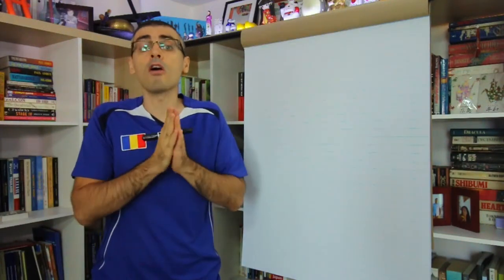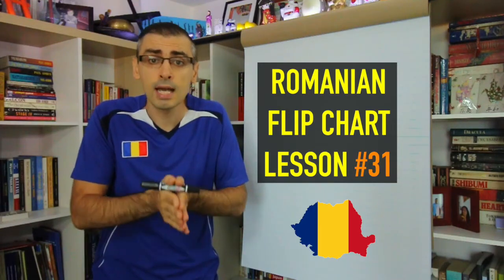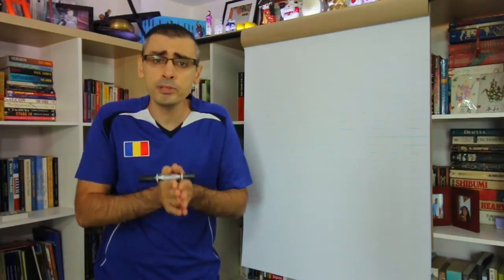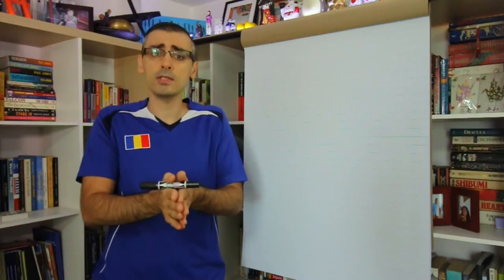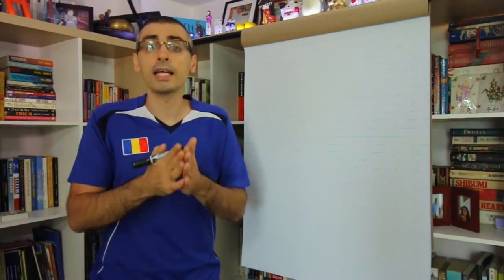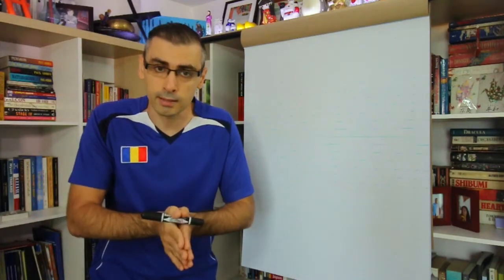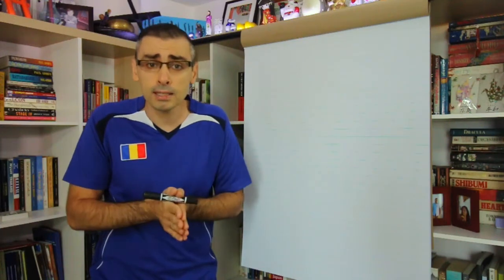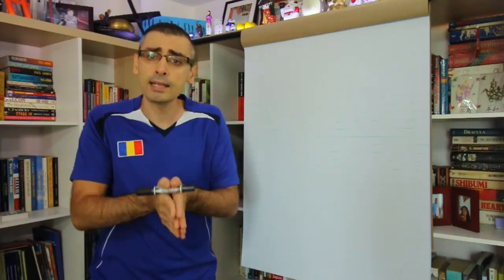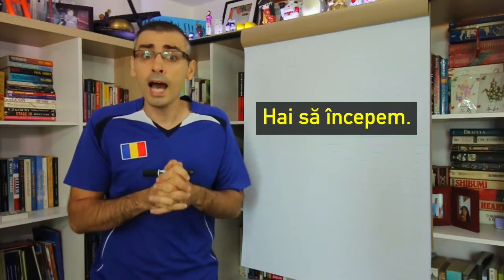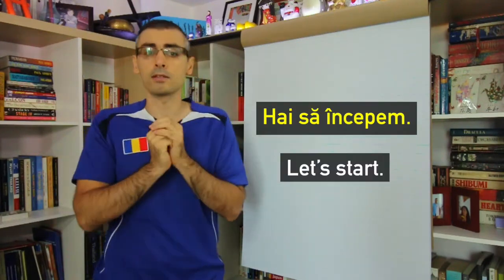In this episode of Romanian Flip Chart Lesson, I will use one of the top 25 most frequently used nouns in the English language and translate it into Romanian. Then I will spell the word and make a sentence and a question with it. Hai să începem! Let's start!